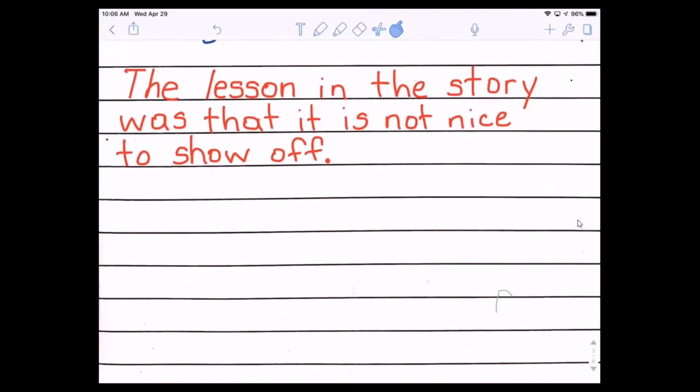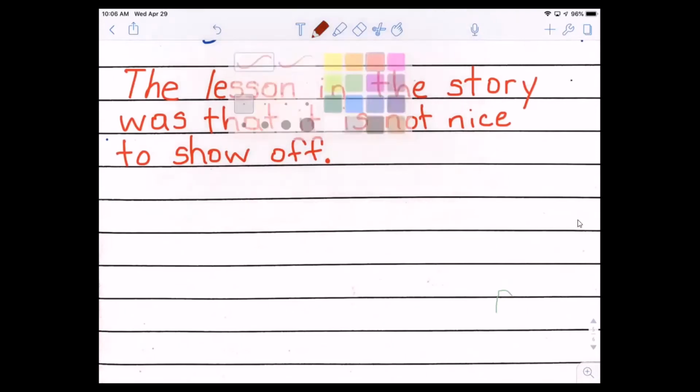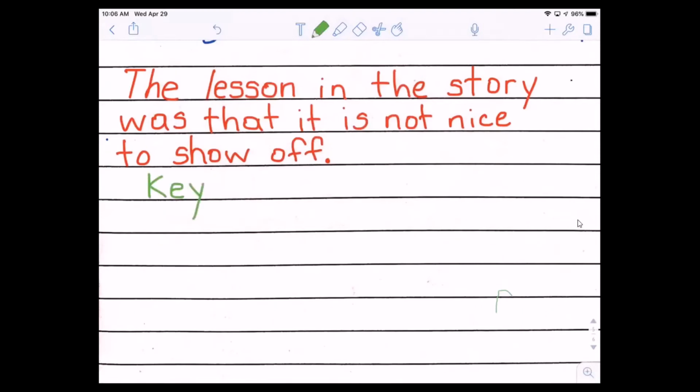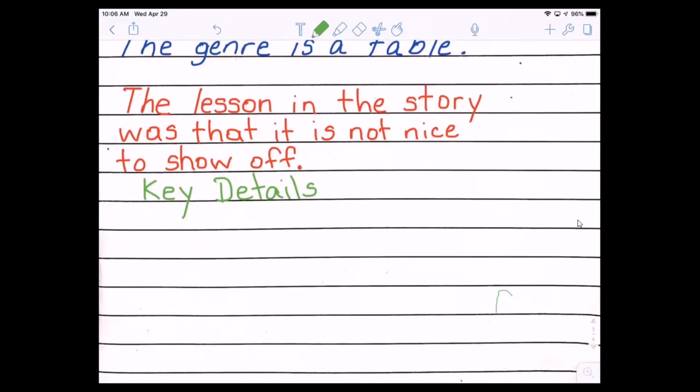Okay. On one side, you're going to write your key detail. Remember from yesterday, you have 6 key details. So you're going to pick one of those key details. Your favorite key detail from the 6. You pick one, you will write it. And then on the other side, you will draw your picture of that key detail.